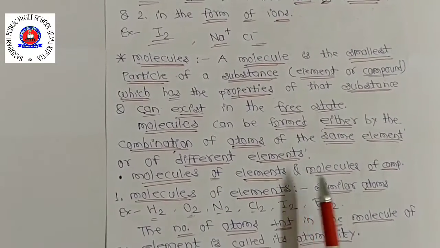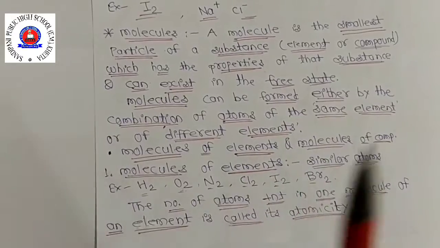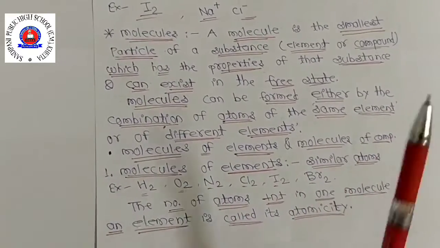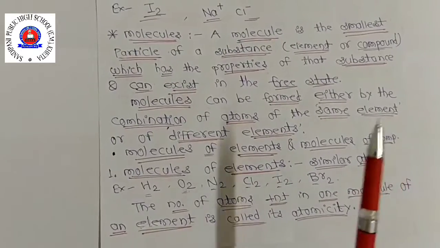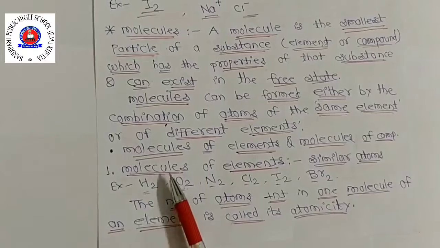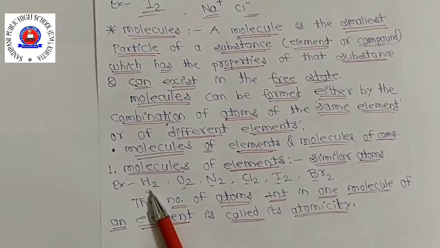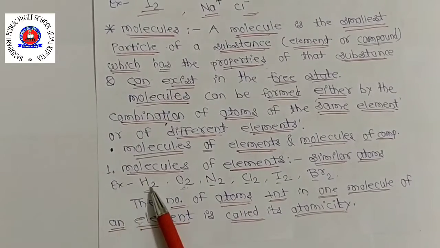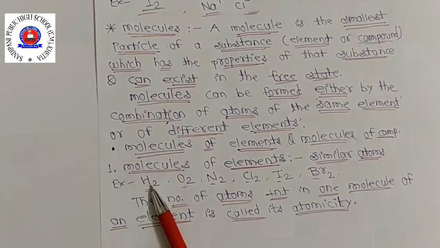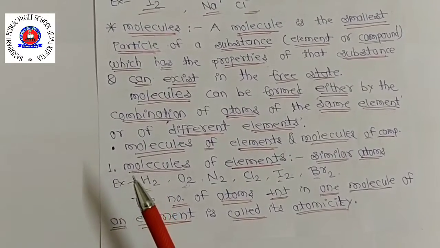Molecules of elements means that similar atoms. Molecule of an element contains two or more similar atoms chemically combined together. Okay, for example, a molecule of hydrogen element contains two hydrogen atoms combined together and it is written as H2. Okay, so hydrogen gas consists of H2 molecules and not of single atoms H.